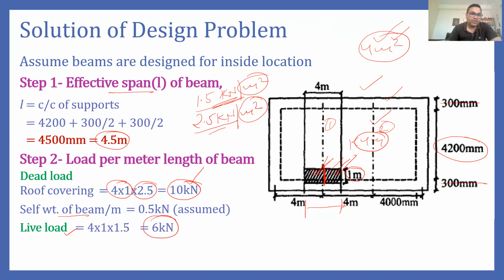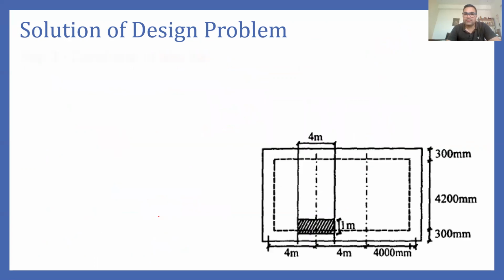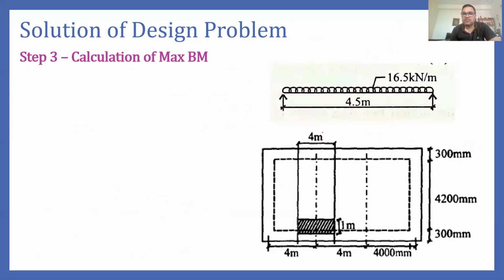So the total load, now we have to find out how much total load is this. So total load is 16.5 kilonewton per meter. So it means on 1 meter length of the beam, we have 16.5 kilonewton per meter. So ultimately, we can visualize our beam as a simply supported beam carrying UDL, and the weight of UDL is 16.5, which we have just calculated, which is including the dead load and live load coming on the beam.